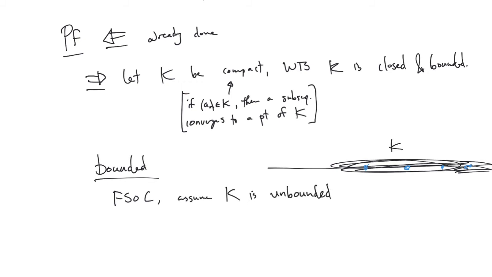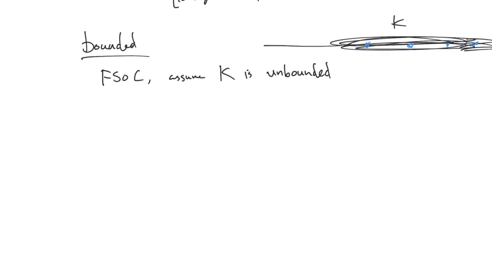But then, because of what I said, if K is not bounded, that means you can find a sequence in K which is also unbounded, a sequence of points in K which is unbounded. So, assume K is unbounded, then we can find, just by choosing individual points, a sequence a_n in K which is unbounded.